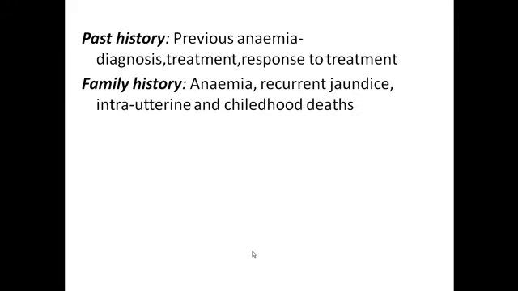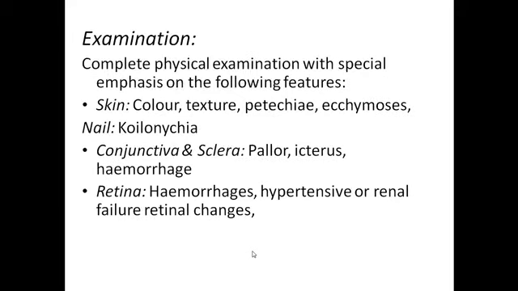Past history is very important: past history of any treatment, or whether he is taking prolonged NSAIDs. Prolonged NSAID use causes iron deficiency anemia. Family history: anemia, recurrent jaundice, uterine and childhood death. Family history is very important for evaluating hemolytic anemia.